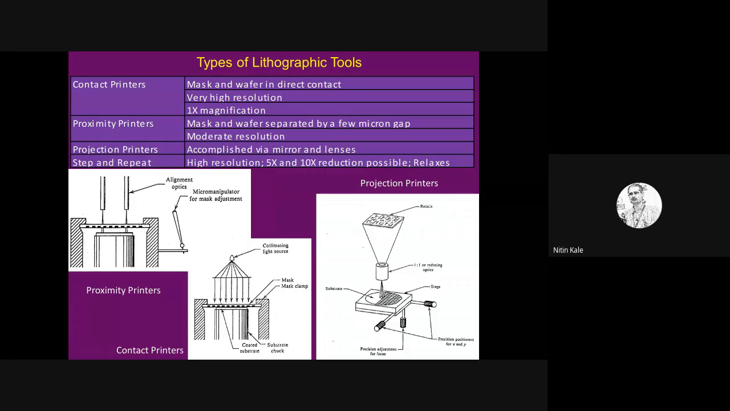XY stages, a combination of them, and then for Z movement as well. Somewhere here could be the mask plate, and you can place your wafer, some vacuum chuck, etc., etc.